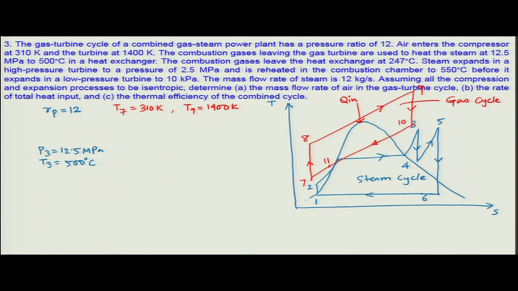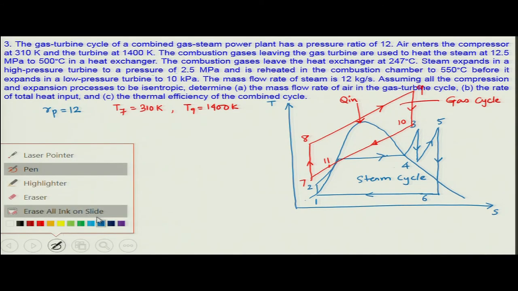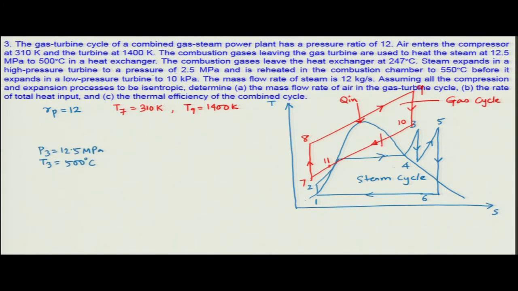Okay. So, I can write it as, this is the Q dot out of the gas turbine cycle, Q dot G out, and that heat is used to make the feed water to superheated vapor. Okay. So, 2 to 3. Okay, so now we can calculate this and first we have to start from the gas cycle. So, here the temperature at point 7 is given, that is 310 Kelvin.